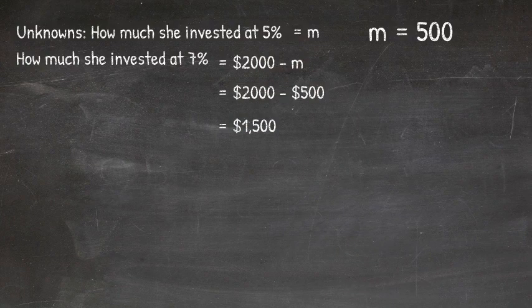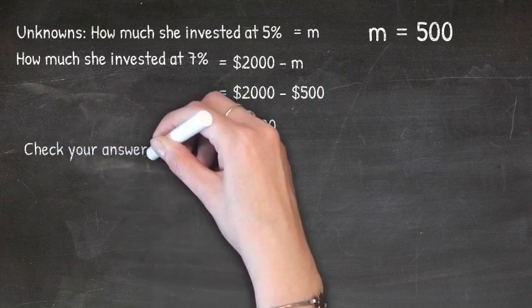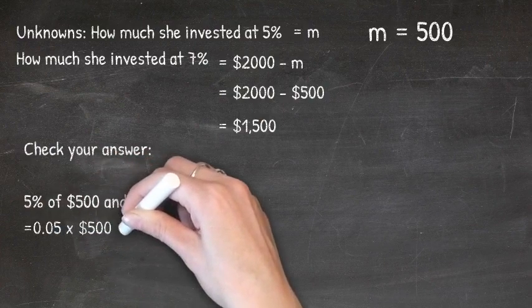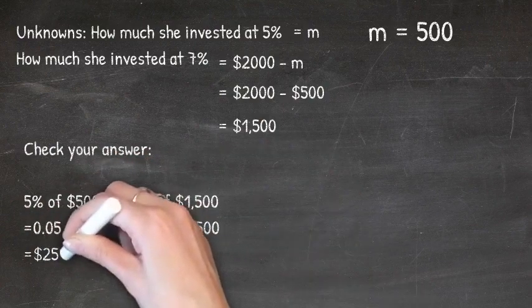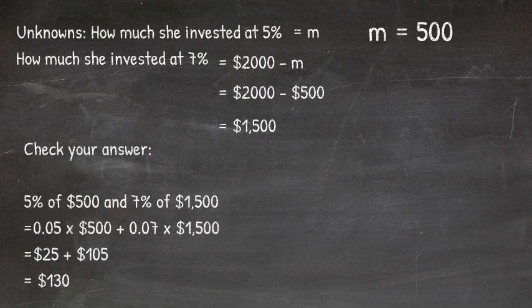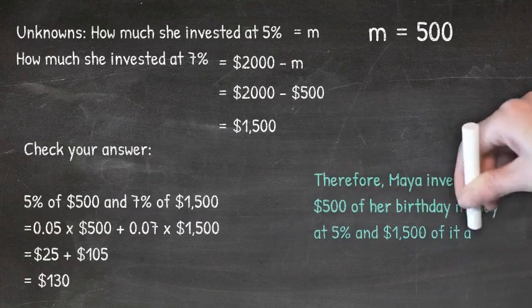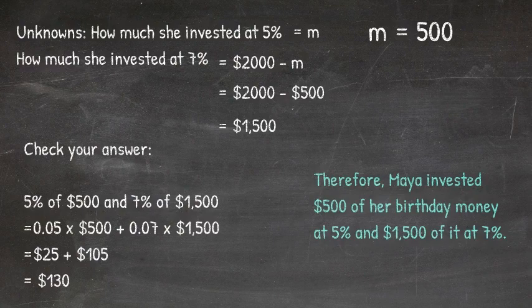So let's check our answer just to be sure. 5% of $500 and 7% of $1,500 is 0.05 multiplied by 500 plus 0.07 multiplied by 1,500. That's $25 plus $105, which gives us a sum of $130. Again, this makes sense with our original problem. Therefore, Maya invested $500 of her birthday money at 5% and $1,500 of it at 7%.